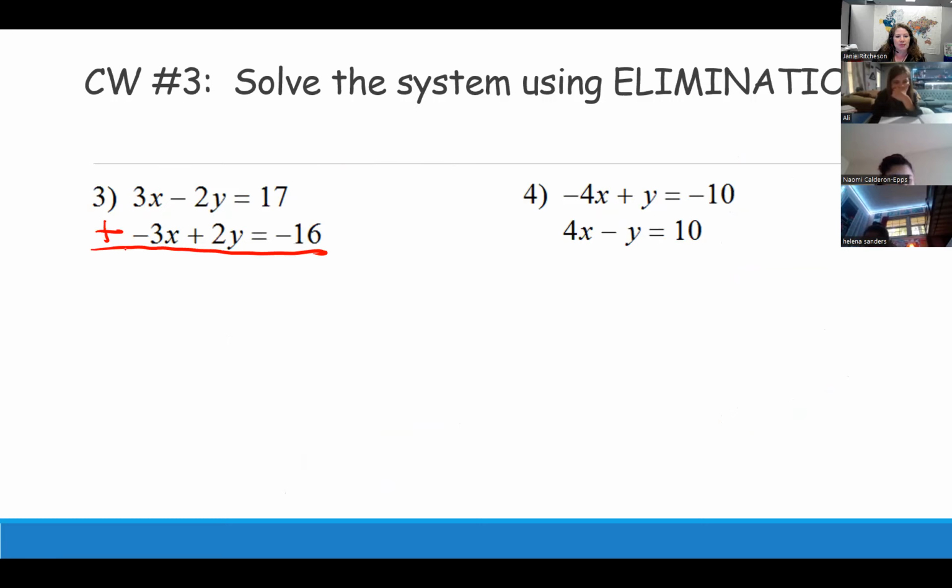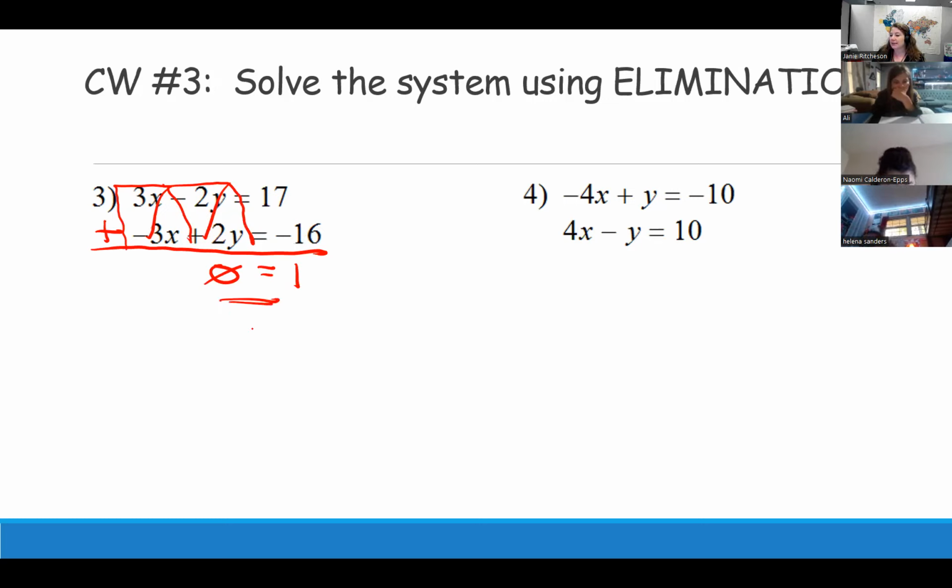So 3x combined with a -3x is 0, right? It just so happens that my y's will eliminate also because I have a -2y combined with a +2y, which is also 0. So the only thing we have left on the left side of our equal sign is 0. On the right side of the equal sign, I see 17 combined with -16, which is +1. So look what I wrote. I wrote 0 is equal to 1.